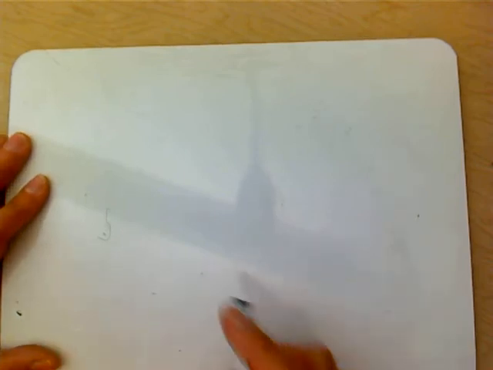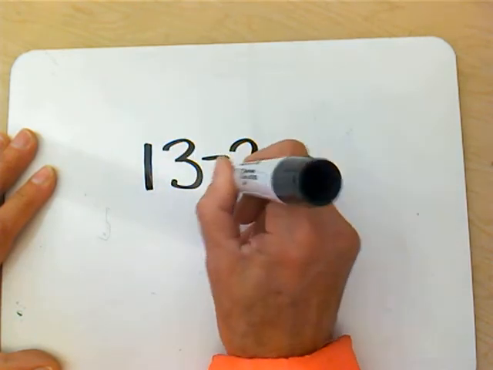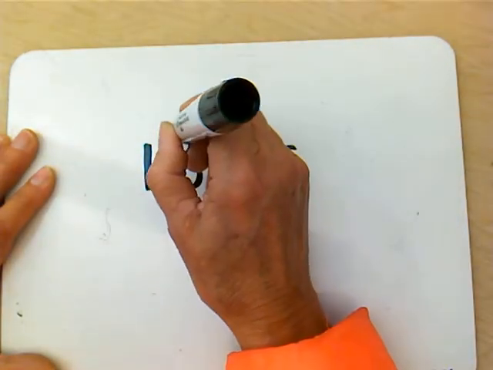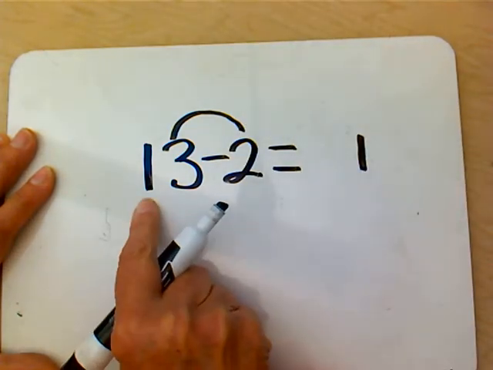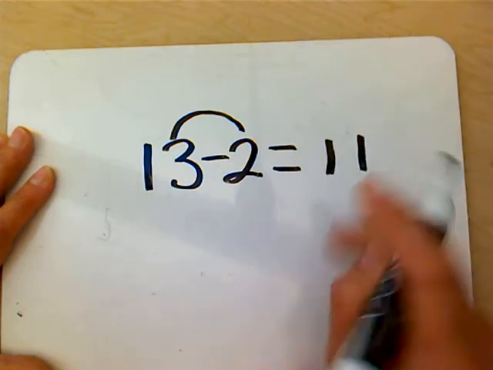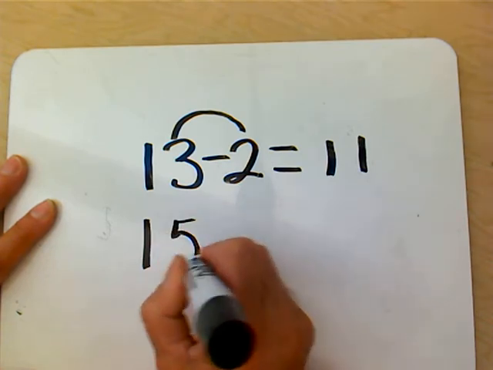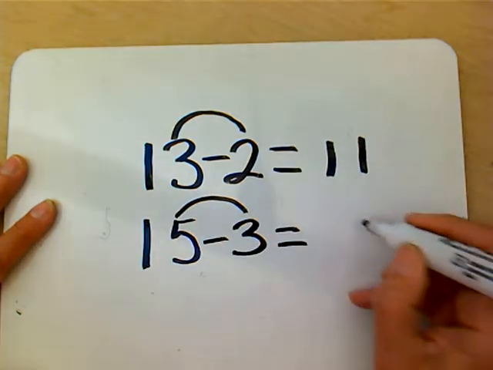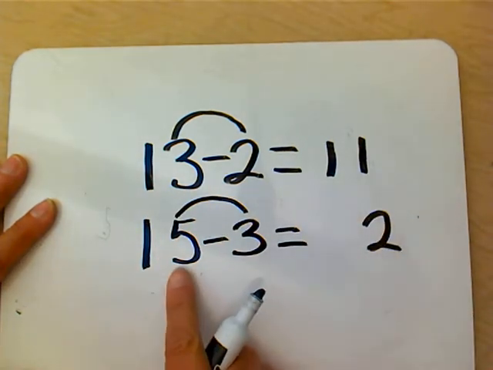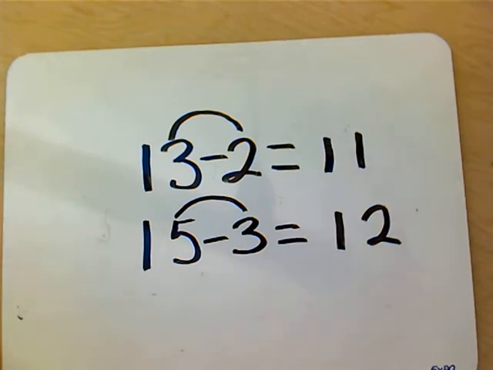All right, so let's move on to something a little different. So if I had, let's say we had 13 take away 2. Now that's a pretty easy problem to do because I can take my ones away from my ones, which gives me 1, and I have a group of 10 left, which would be 11. Let's take a look at another one. Let's do 15, take away 3. That would be easy because I can take my ones away from my ones, which gives me 2 ones, because 5 ones take away 3 ones is 2 ones. I have one group of 10 left, and that gives me 12.